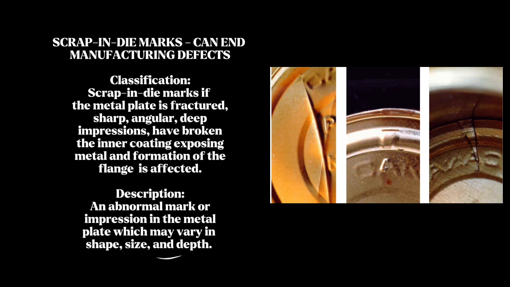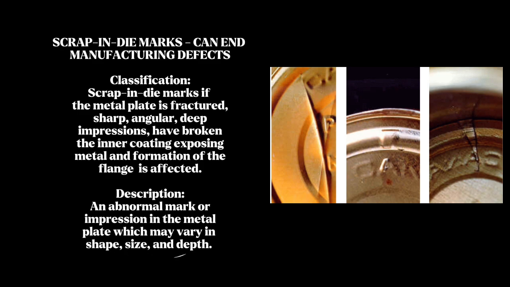These marks can be classified as serious defects if they cause significant issues such as fracturing of the metal plate, sharp, angular, or deep impressions that could lead to fractures during handling, exposure of the metal by breaking through the inner coating, potentially causing reactions with the product inside the can, or problems with the formation of the flange, which could affect the can's sealing integrity.